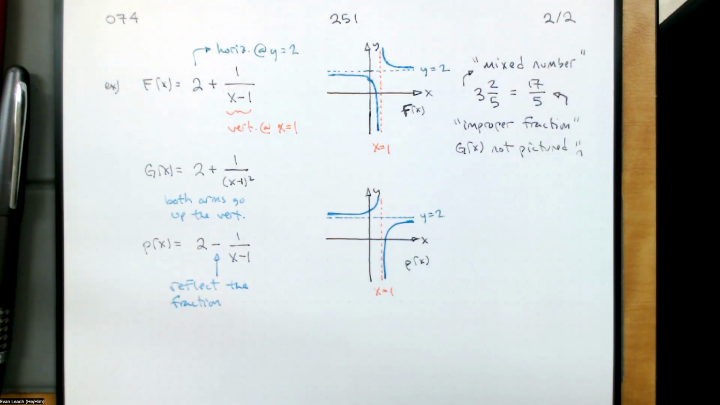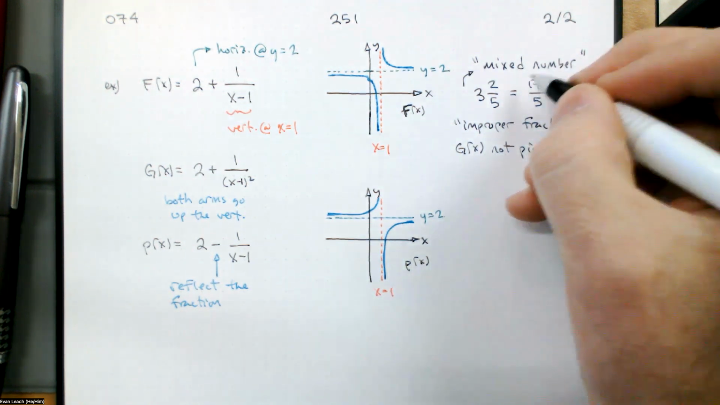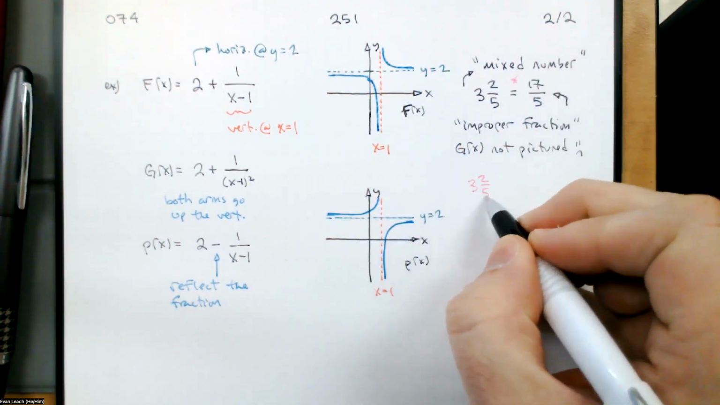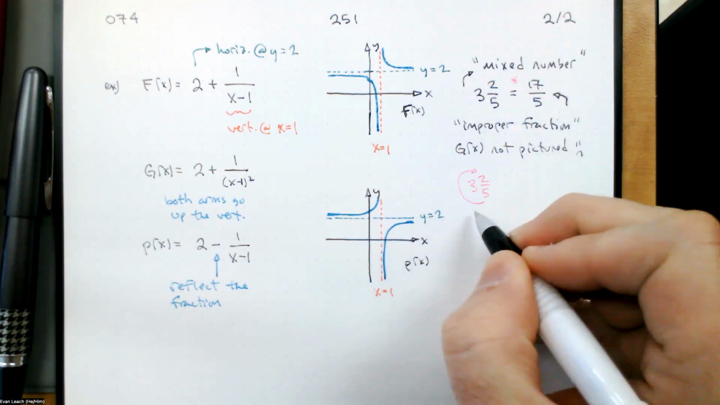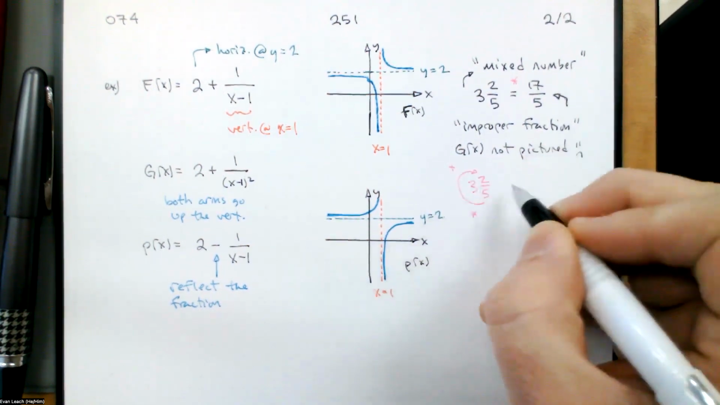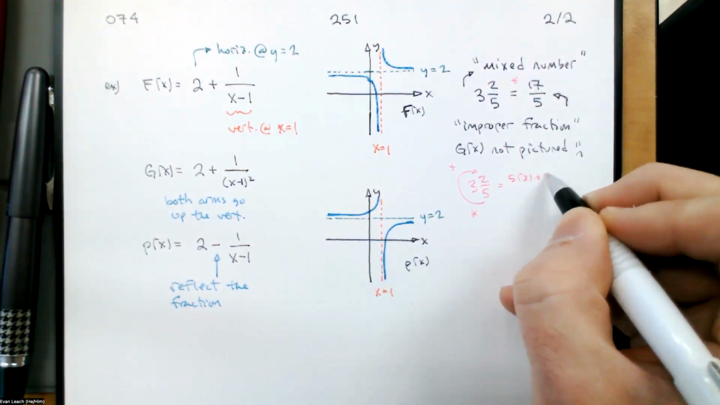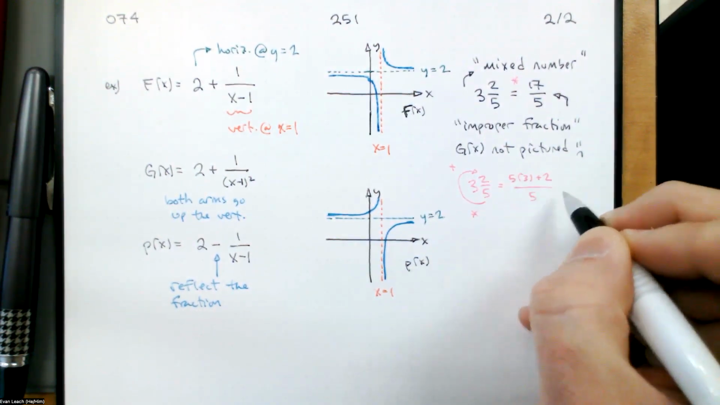And also, we realize that we didn't leave ourselves enough space. By we, I mean me. So we take the 3 2/5 and we just kind of go around like this, where we multiply here and we add here. 5 times 3 plus 2 over 5.